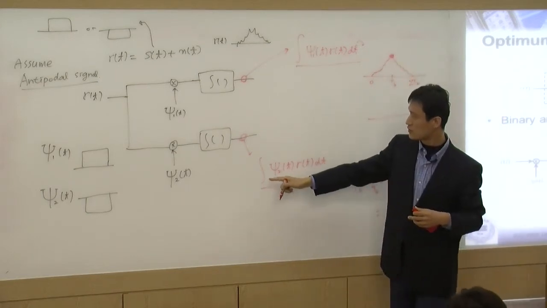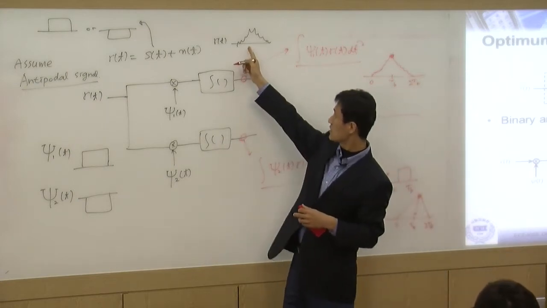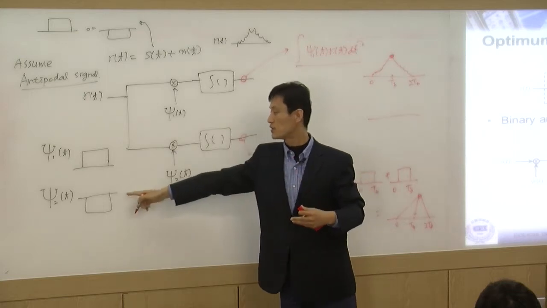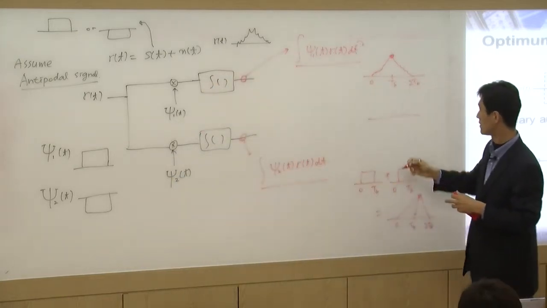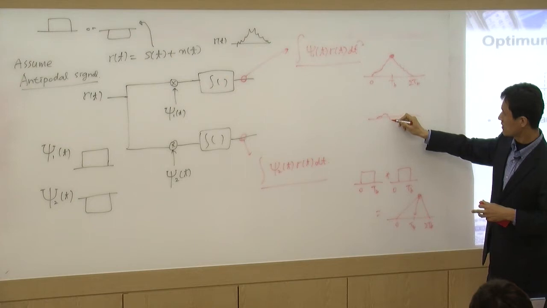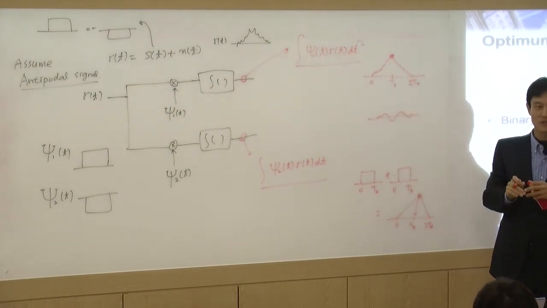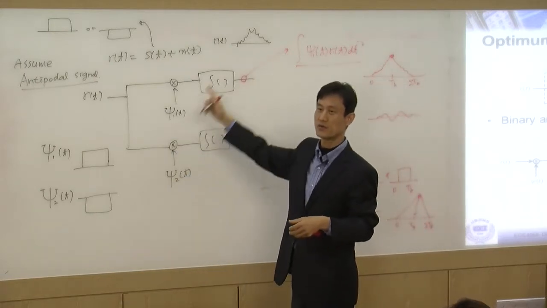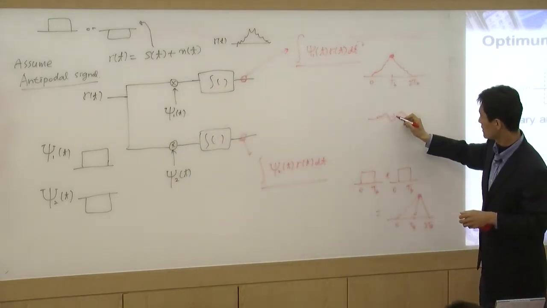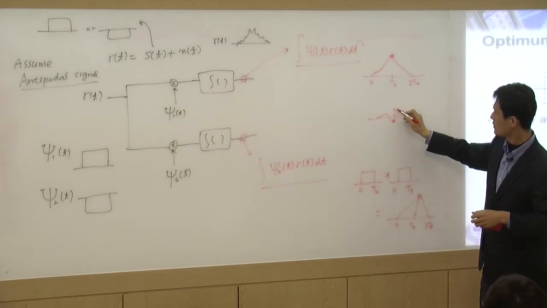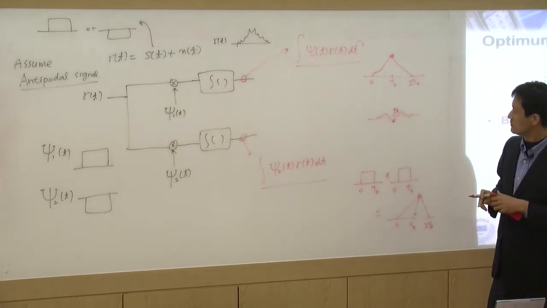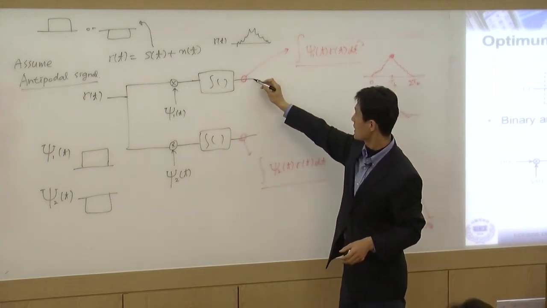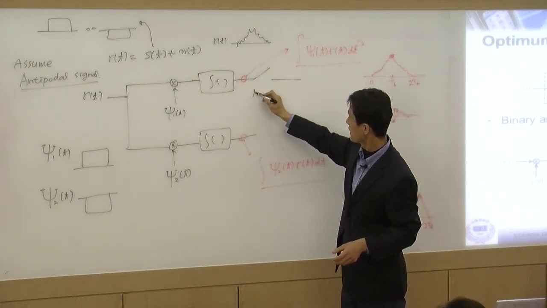In this case, let's look at the correlation between this and this. Think about doing convolution between this and this. What do you get? Maybe you get something like this, maybe something like this, right? So the correlation between these two is pretty low. So you get some value when you sample at Tb. That's why we do sampling here at t equal to Tb.